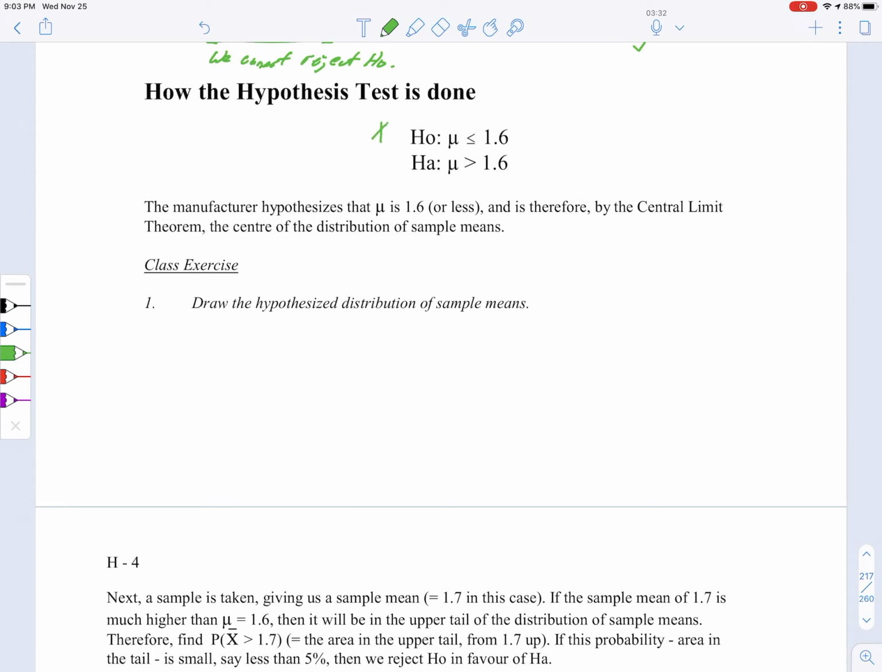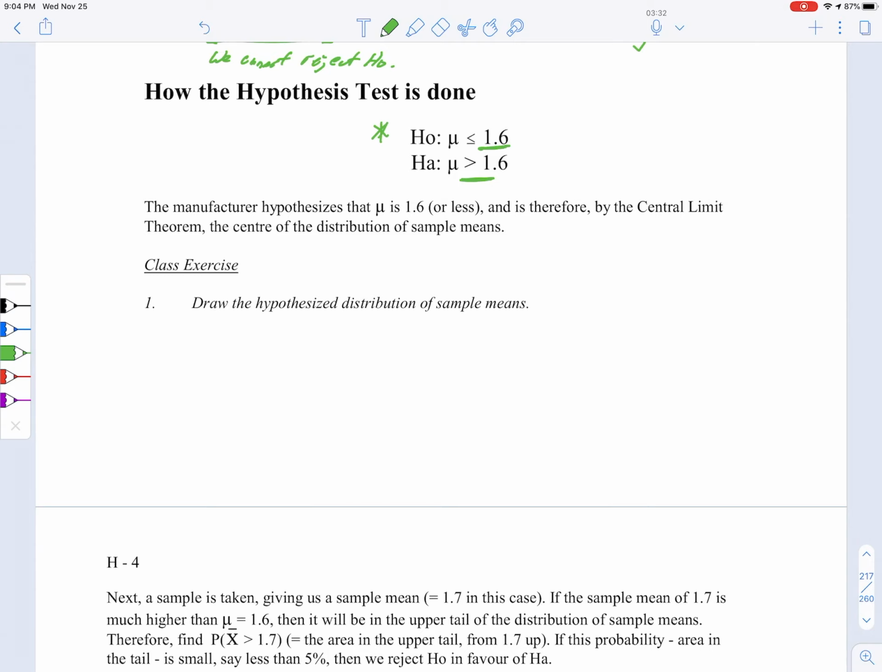How's the hypothesis test done? Well, what you do is you set up your hypotheses. So in this particular case, the standard is that the manufacturer has no more than 1.6 milligrams of nicotine on average in the cigarettes. The alternative is that it's greater than 1.6. And so we have to make sure that there's enough evidence, really overwhelming evidence, to say that they're not meeting the claim. Why do you need a lot of evidence?